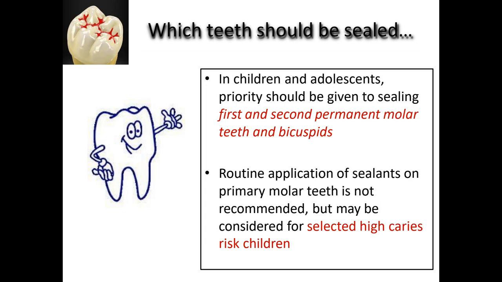Now, which teeth should be sealed? In children and adolescents, we should seal the first and second permanent molar teeth as well as the bicuspids. The second is routine application of sealants on primary molar teeth, which is usually not recommended, but we may consider placement of pit and fissure sealants in primary teeth if the patient is in the high risk category.